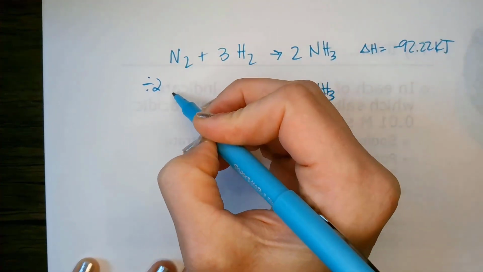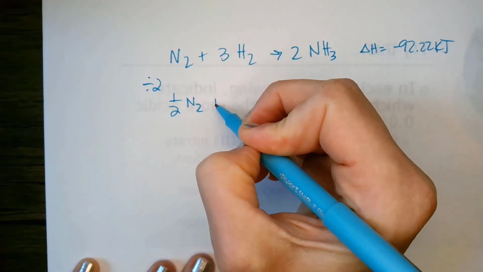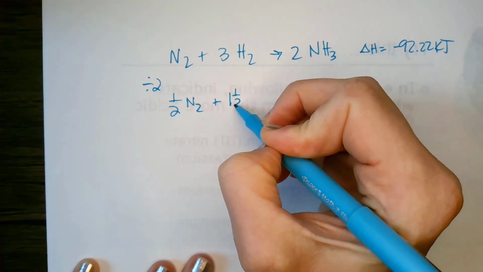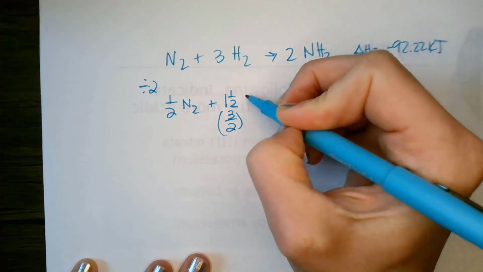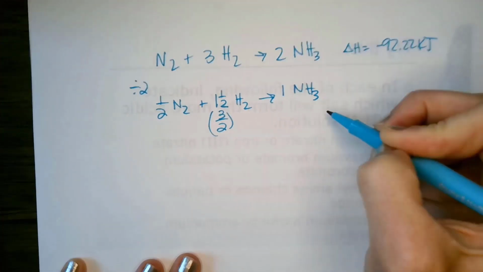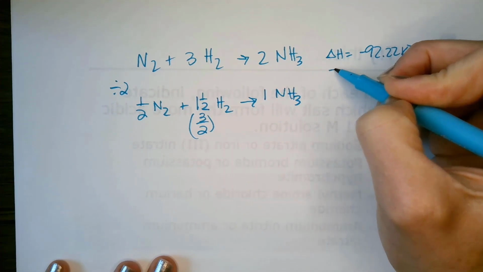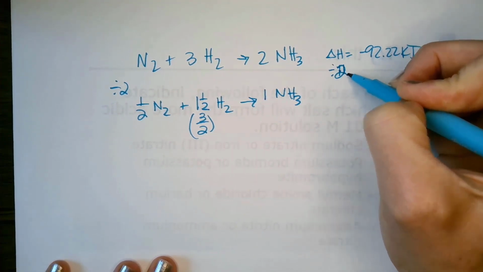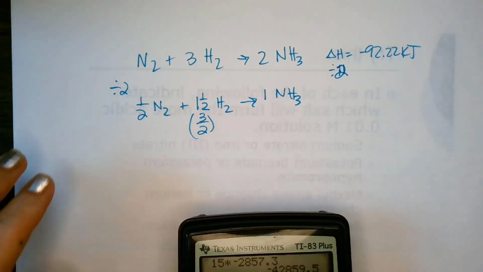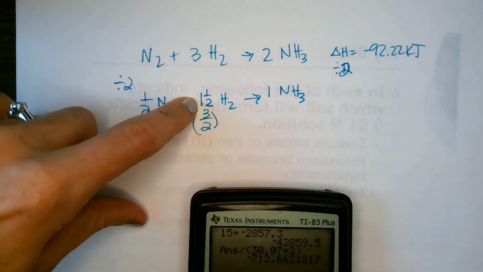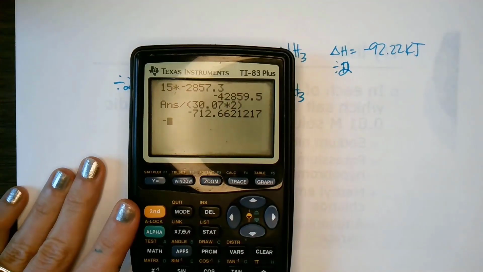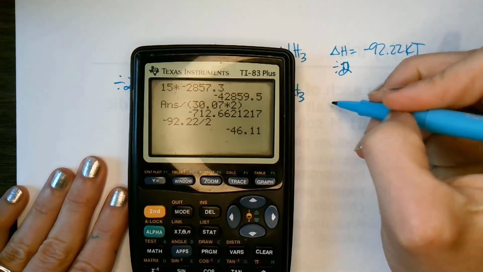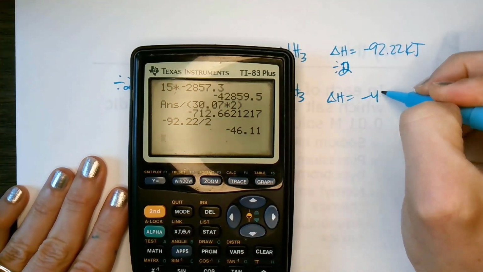So that means I would have half of N2 plus 1.5, or we could say 3 halves, either one of these, of H2 to create 1 mole of NH3. That would also mean that I need to divide my H by 2. So this thermochemical equation would be half of N2 plus 1.5 or 3 halves of H2 to create 1 mole of NH3. And that would be negative 92.22 divided by 2 to give me a delta H of negative 46.11 kilojoules.